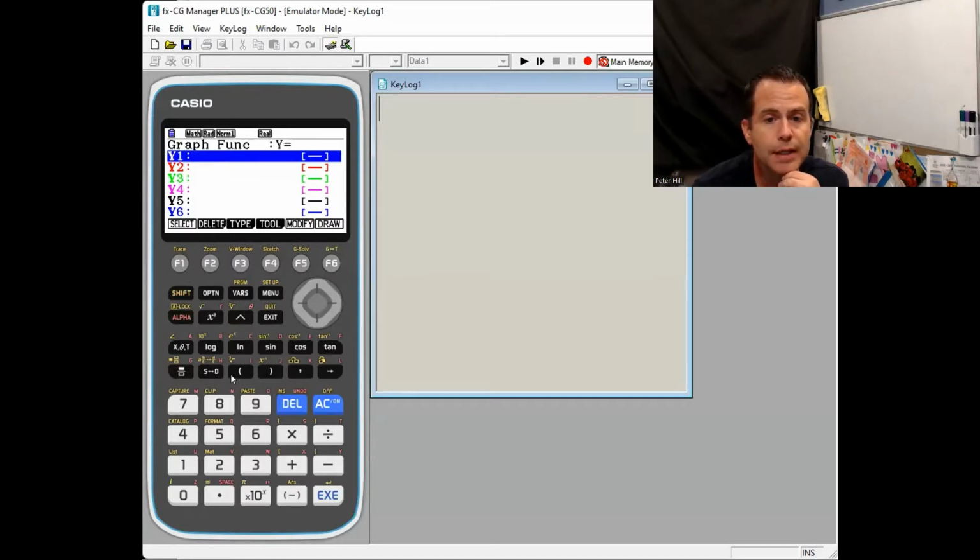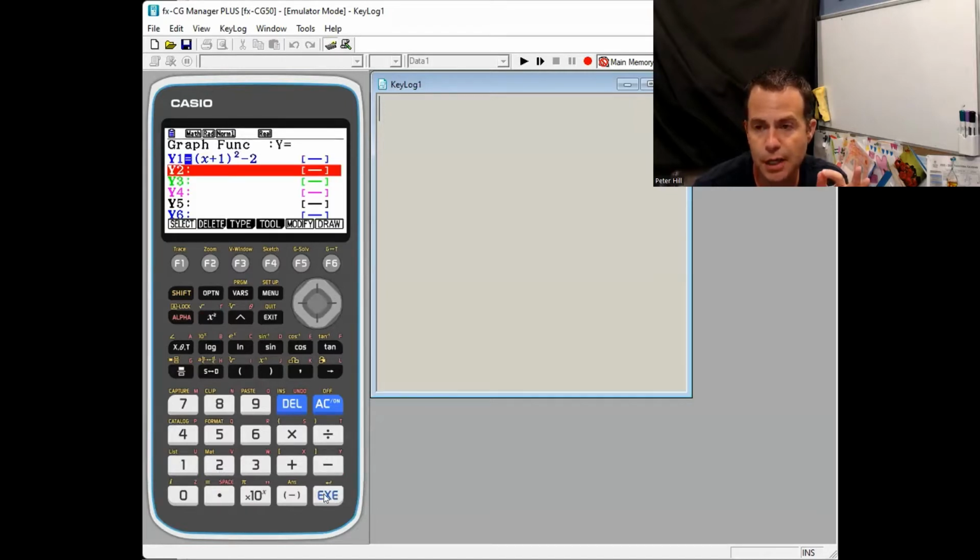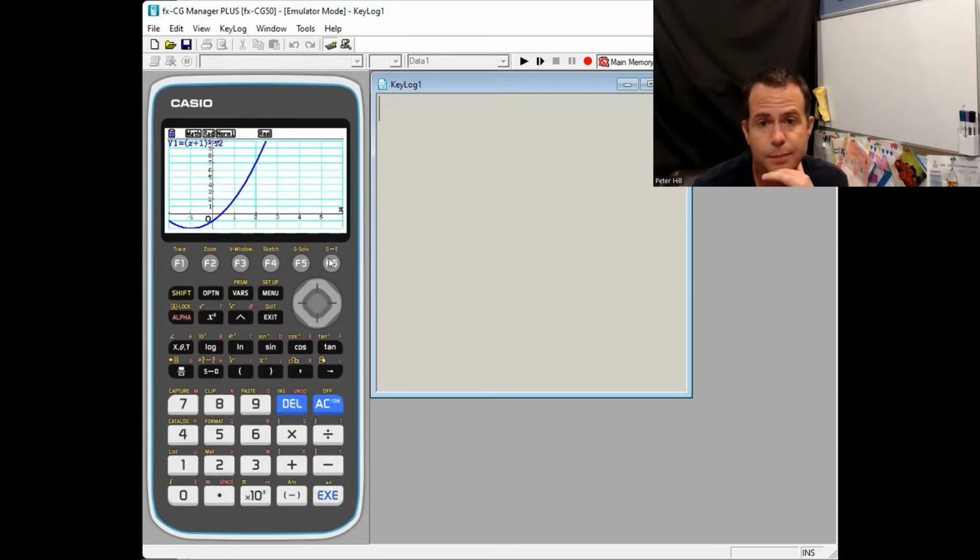And so in here, we're going to go bracket x plus 1, and then we're going to square it, and then minus 2, okay? So hit execute to register the equation. And then you can press draw. TI kids, you will press the graph button. It's actually in the same spot, this last one on the right, okay?